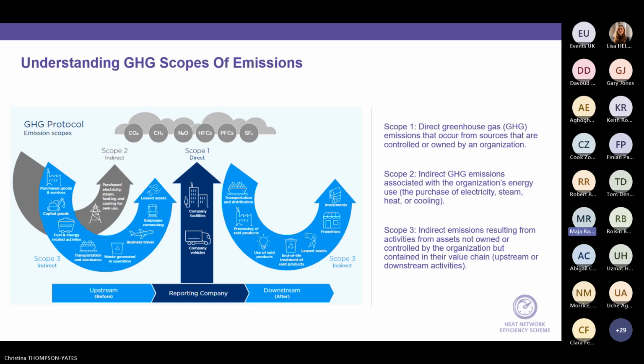The reason why they're so difficult to evaluate is that they result from activities that are not owned or controlled by the organization, much differently compared to Scope 1 and Scope 2, which are much easier for a company to evaluate. Scope 1 are direct emissions that occur from sources that are controlled or owned by a company. An easy way to think about it is thinking about the things that you burn, such as heating, fuel for your vehicles, while Scope 2 are all those indirect emissions associated with organizations' energy. So the electricity that you purchase, steam, heating, or cooling.